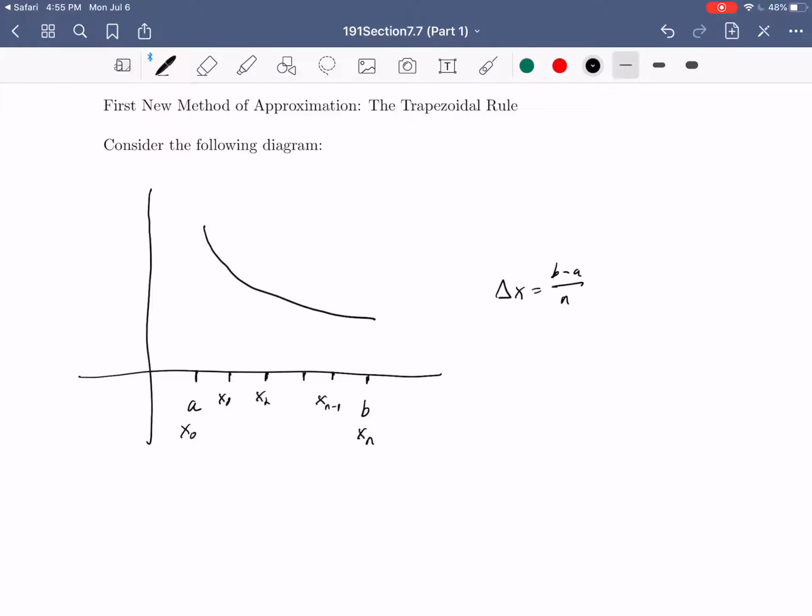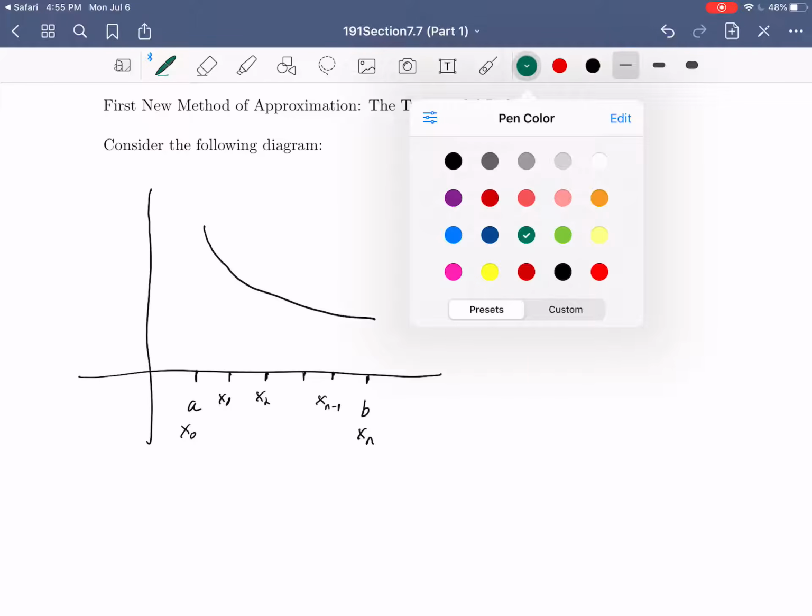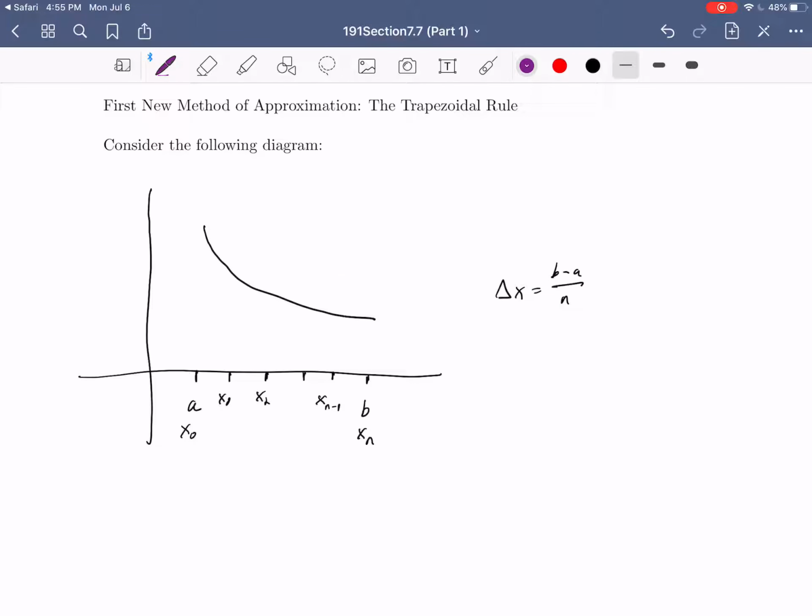Okay. Instead of drawing rectangles, though, this time, what we're going to do is take two approximations. So I'm going to approximate here and here. And then I'm going to connect those via a straight line. And I'm going to create a weird looking shape that is rectangular on these three sides, but then has a diagonal top. This is actually a trapezoid.